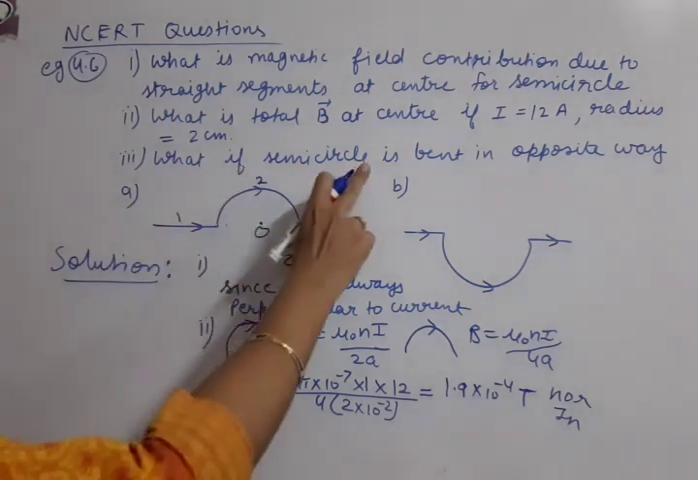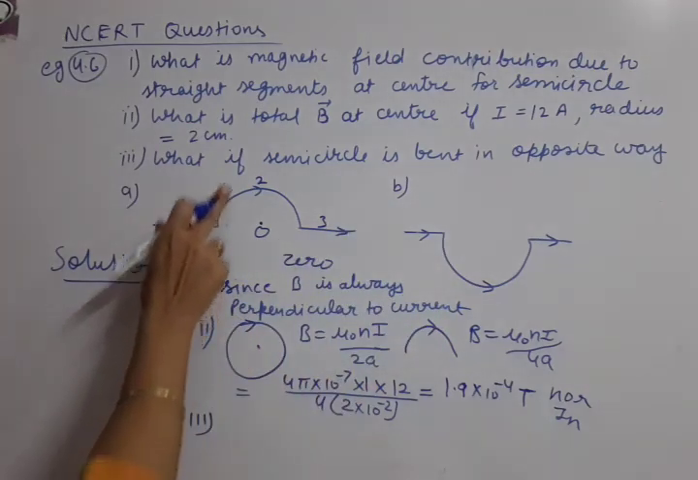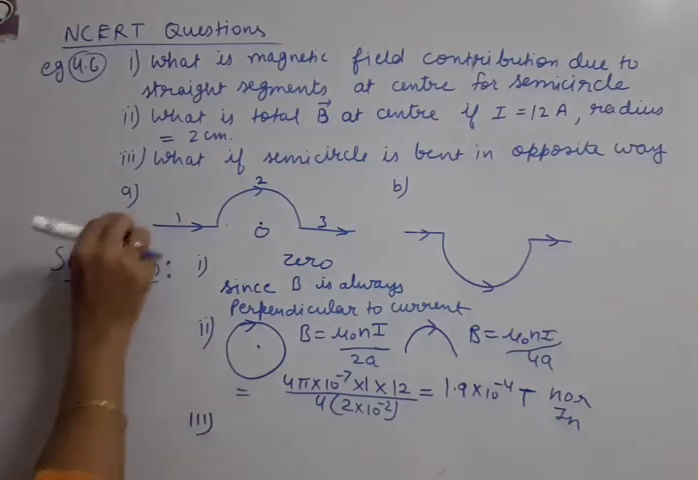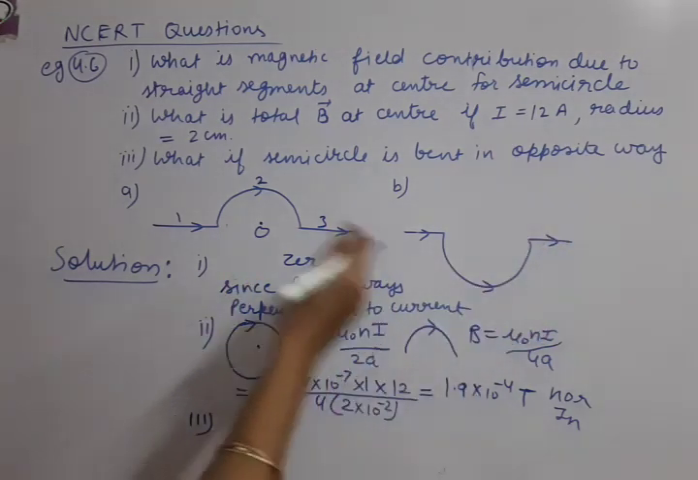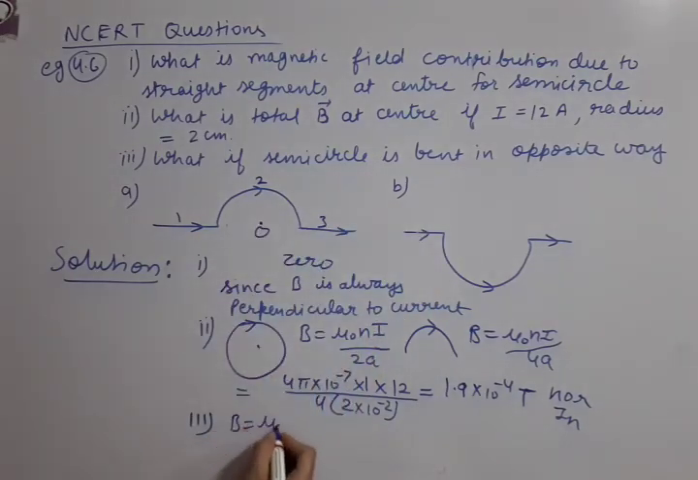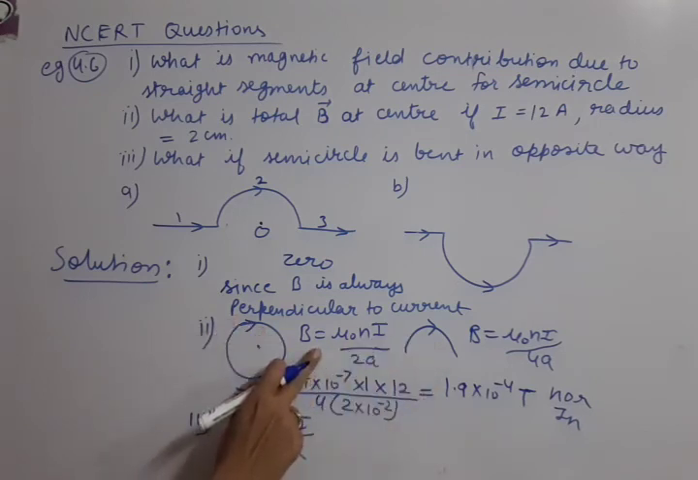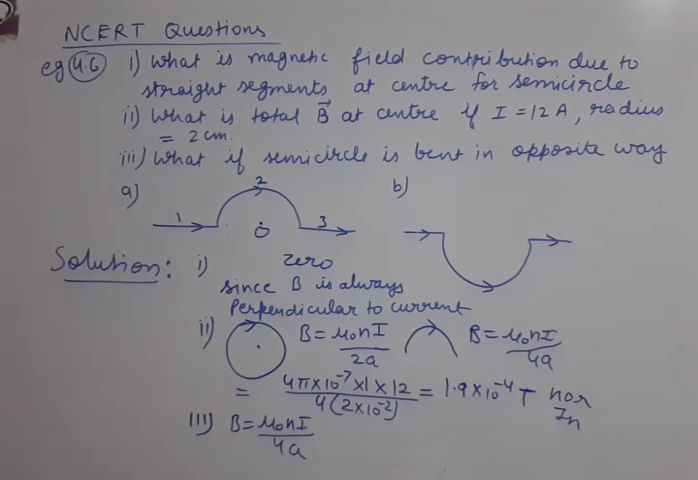Now we have a third question. What if the semicircle is bent in opposite way? So you can see now 2 diagrams. Earlier it was bent like this. Now it is bent like this. In this, current is moving this way and this way. Now the magnetic field value will not change, because still magnetic field formula will be mu0 Ni upon 4a for the semicircle. Remember these formulas. For the whole circle, magnetic field is mu0 Ni upon 2a, and for the semicircle, magnetic field is mu0 Ni upon 4a.